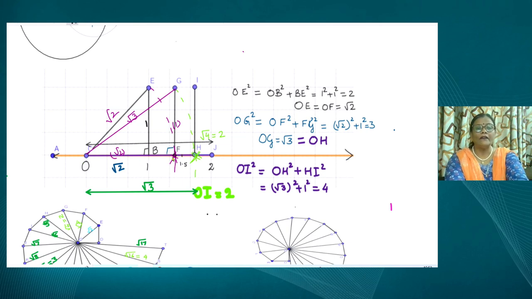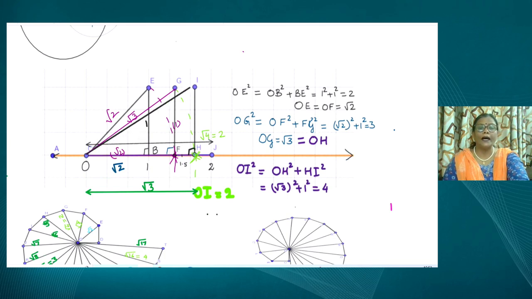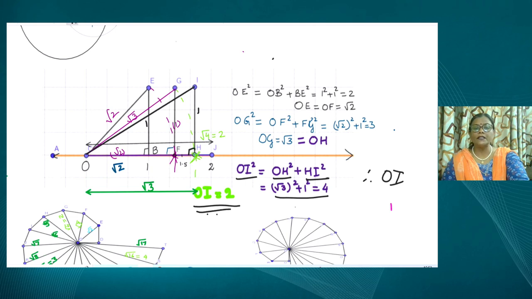So we have a right angle triangle. This will be 90 degrees. OIH is a right angle triangle. This length is 1 and this length is root 3. So what will OI be? OI square will be OH square plus HI square, which comes out to be 4. Therefore, OI is equal to 2.